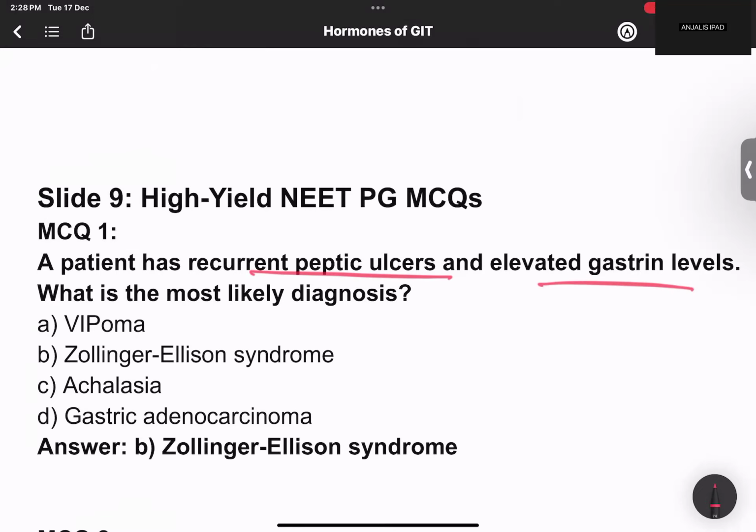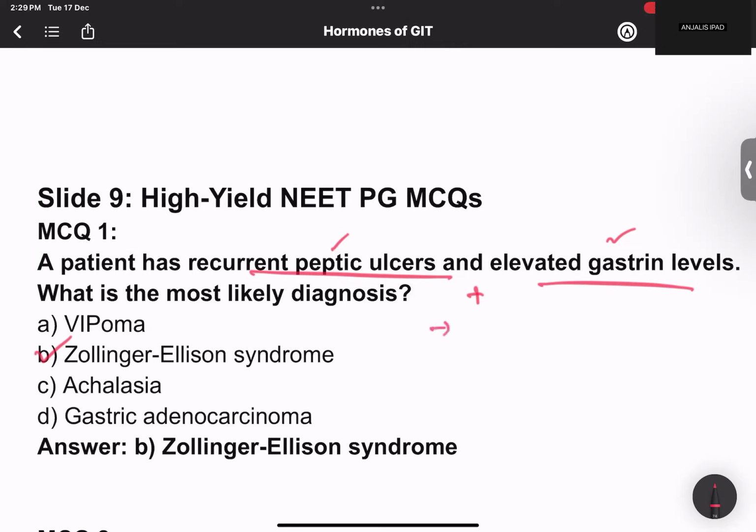So what is the answer? The answer is Zollinger-Ellison syndrome. What are the symptoms? Recurrent peptic ulcers and elevated gastrin levels. Why Zollinger-Ellison syndrome? When you have symptoms like recurrent peptic ulcers and elevated gastrin levels, you have to think of Zollinger-Ellison syndrome. It is caused by a gastrinoma, which secretes excess gastrin.